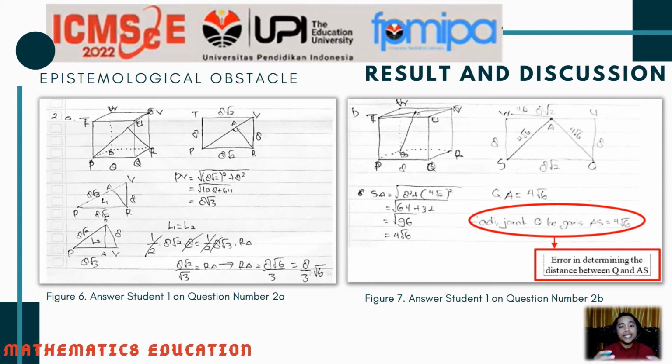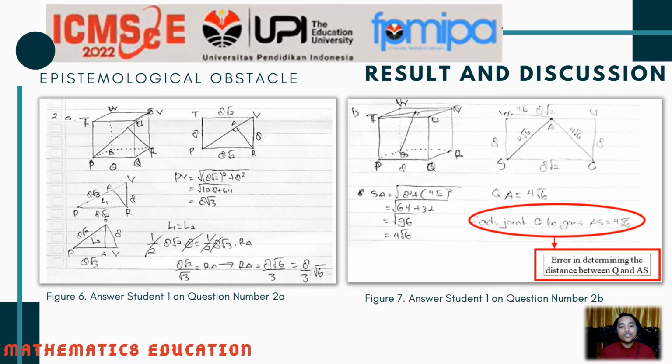Student 1 has answered the question related to determining the distance between point R to the line PV on the cube correctly. In the interview, student 1 stated that the length of line RA is the distance between R to PV, which can be calculated by using the area of triangle concept. However, student 1 made an error in completing question number 2B as follows.